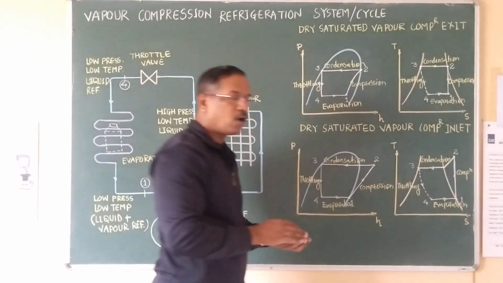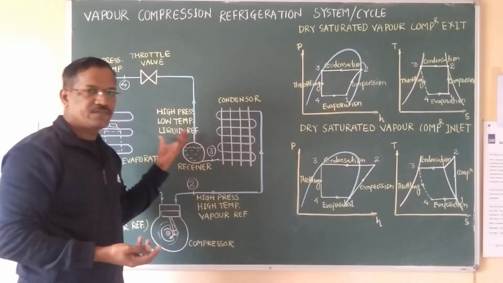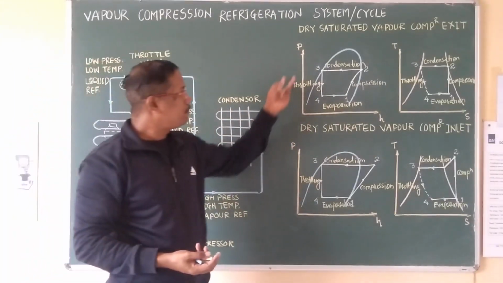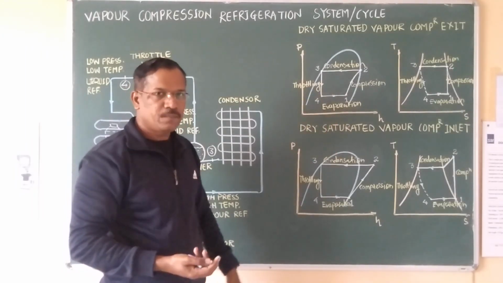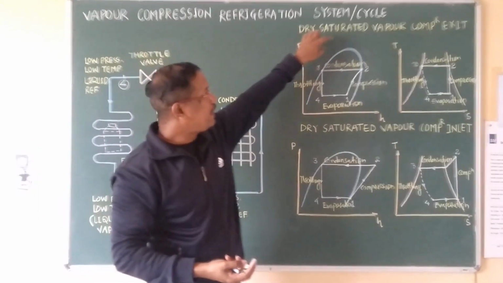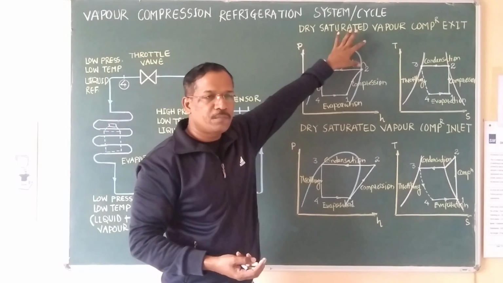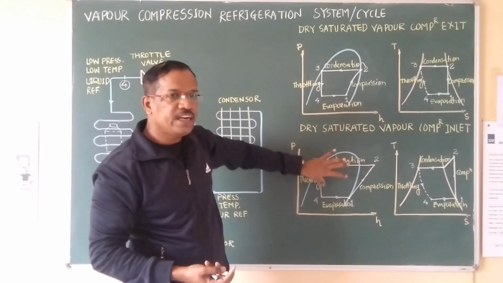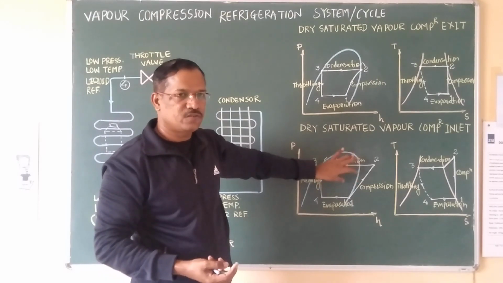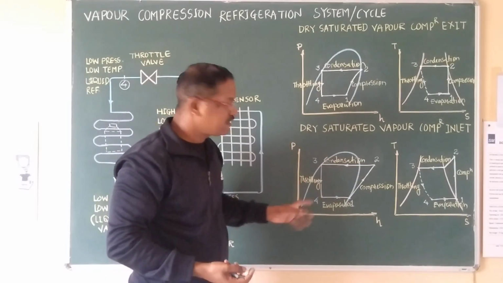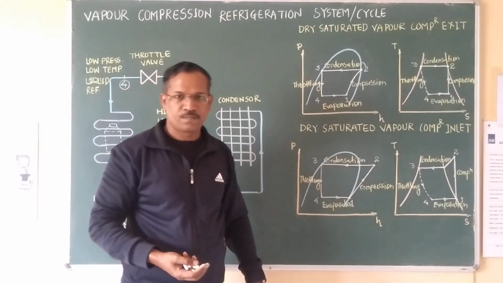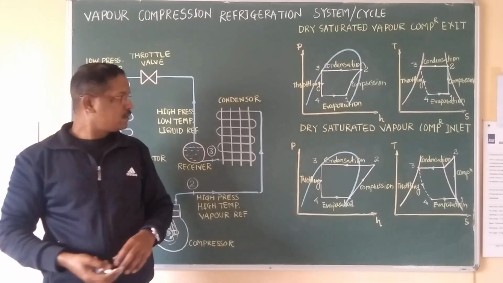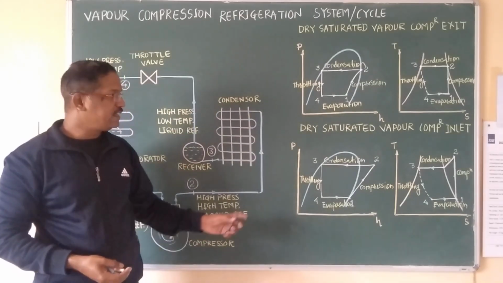So if I draw the vapor compression refrigeration system on the PH and TS diagram, with the inlet of the compressor as dry saturated vapor, such a kind of graph will be there. Hopefully this is understood and the idea is clear.